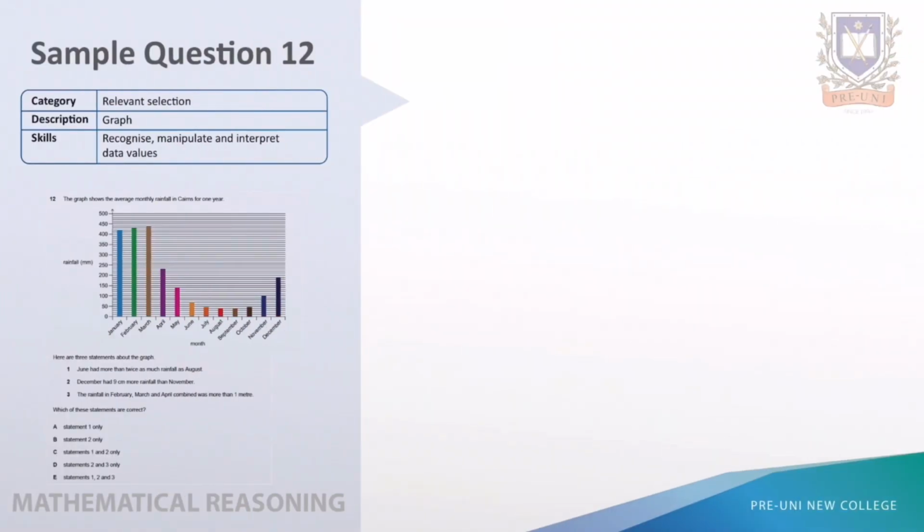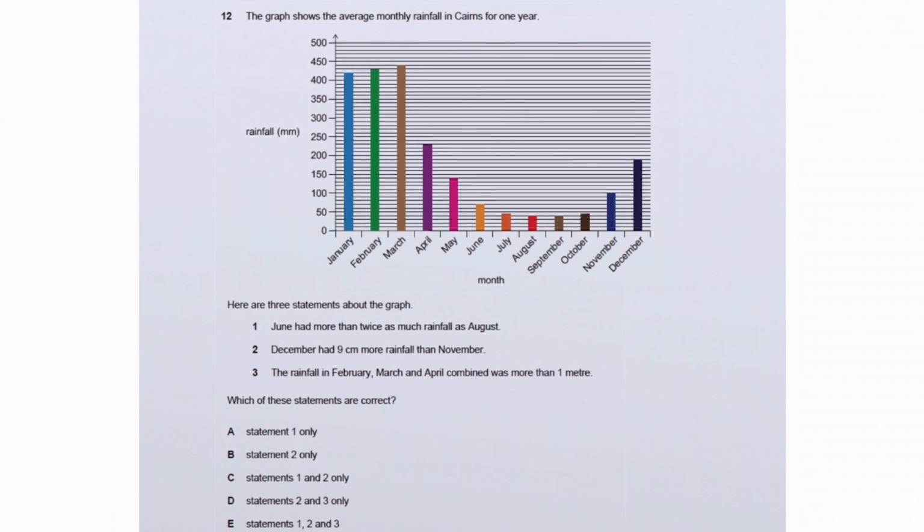Looking at question 12, we have relevant selection and the description for graph, and skills recognize, manipulate, and interpret data values. So now looking at the 12th question, the graph shows the average monthly rainfall for Cairns for 1 year. So we are given a graph, and here are 3 statements about the graph. 1, June had more than twice as much rainfall as August. 2, December had 9 centimeters more rainfall than November. 3, the rainfall in February, March, and April combined was more than 1 meter. So which of these statements are correct?